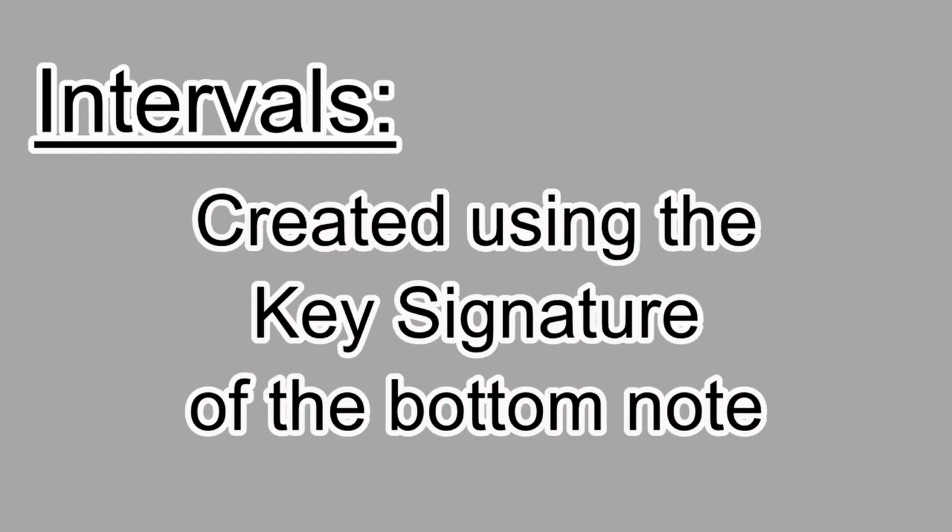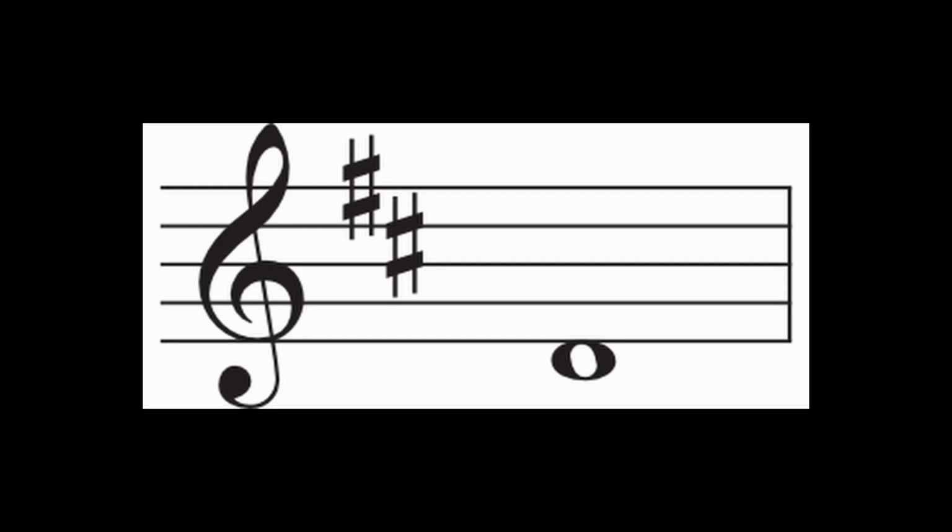No worries at all. Let's dive into the question. Intervals are created using the key signature of the bottom note. So let's say you have an interval starting on D and you wanted to play a major 3rd interval. Well, to play a major 3rd, we would have to consider D major's key signature, which has an F sharp and a C sharp in it. Moving up 3 notes from D, we get to F. And because of our key signature, we have to use F sharp.